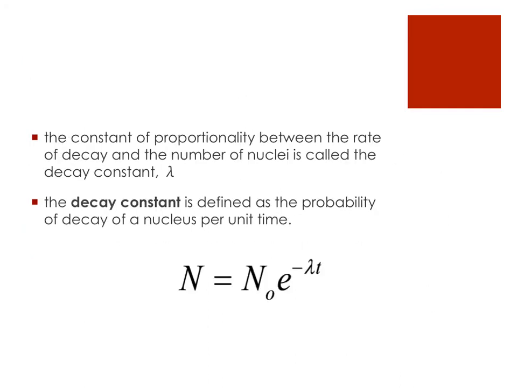Okay, so I've got that extra constant in there. We call it the decay constant, and it's the probability of a decay of a nucleus per unit time. We're going to talk about later how it relates to the half-life that you should already know about.